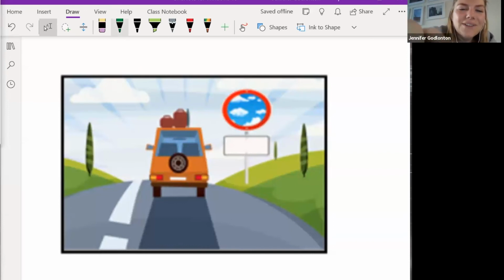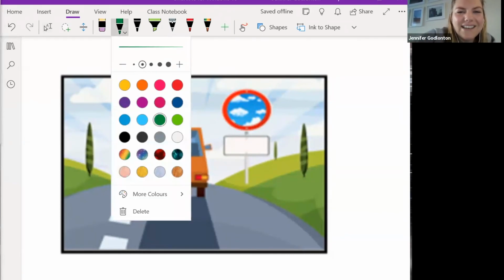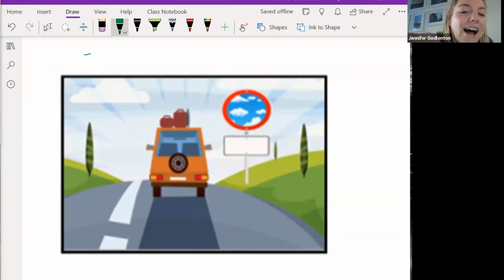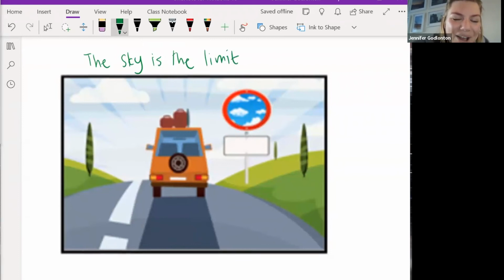So the answer for this one, as Mhlengi got a while ago, it was so sneaky. The answer was the sky. The sky is the limit. So this is like a limit sign. When you're on the road where it says your speed limit is 100 or 60 or 120 or whatever, it's your speed limit, and the sky was in the limit. And so the sky is the limit.